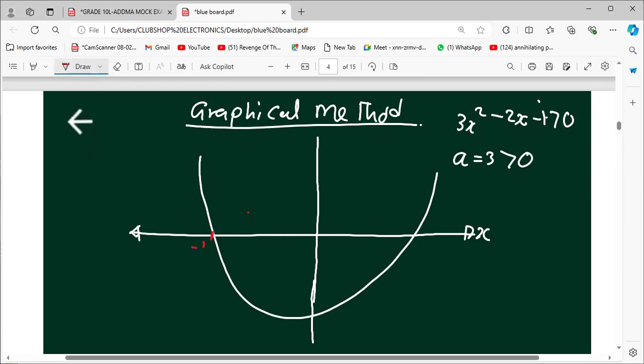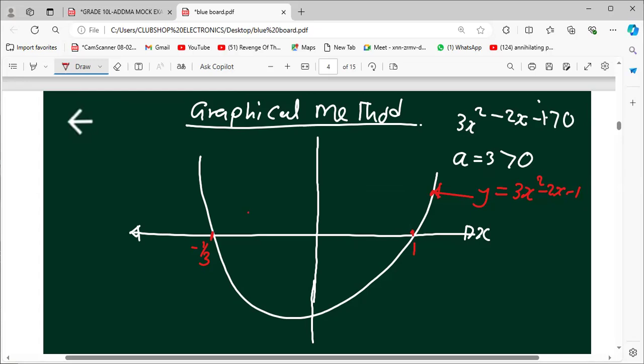This is negative 1 over 3, and this is 1. Now, this is the graph, which is y. Now, we want the part where y is above, where y is greater than 0.